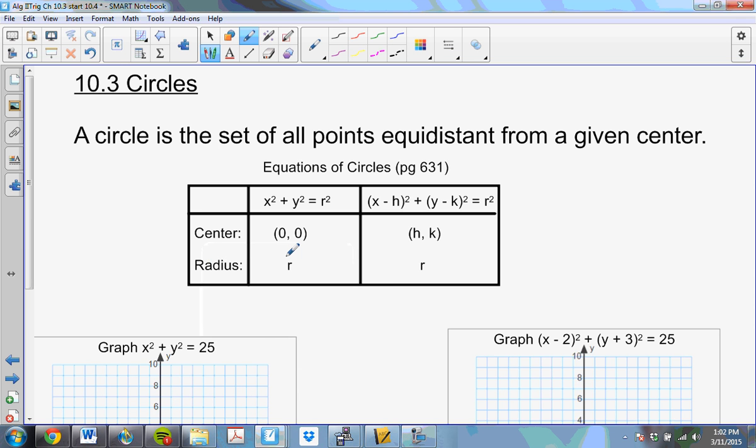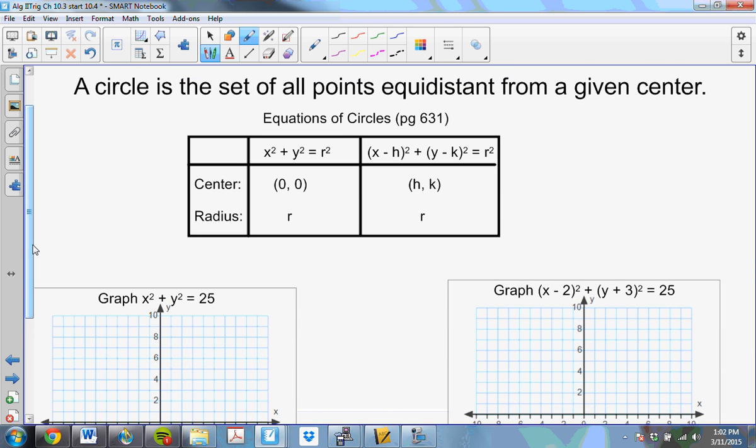10.3 is on circles. Circles are nice and fun and simple. You've played with circles before, but now we'll do them with equations on coordinate planes. A circle just needs a center and a radius. That's really all there is to it. Once you have a center and a radius, you can draw your circle.